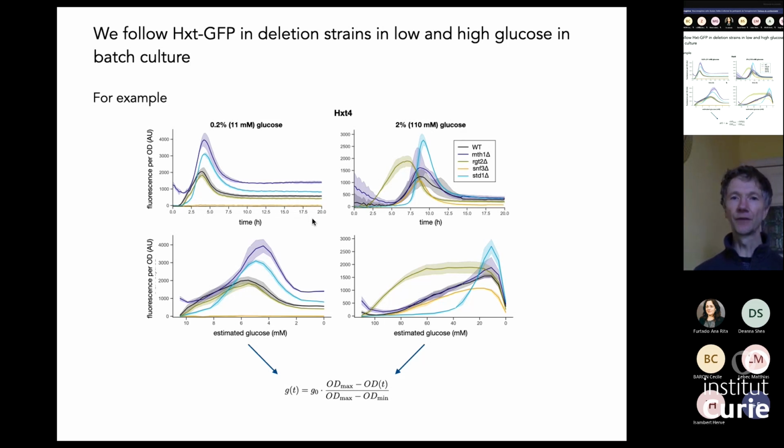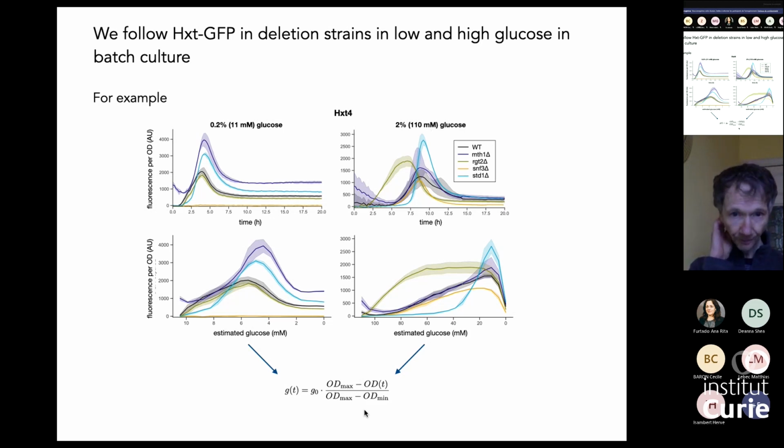Having it as a function of time isn't so useful because the network is about sensing glucose concentrations. You can measure glucose using enzymatic assays, but that's difficult to do for many experiments. So instead, the way that we estimate the glucose is we look at the corresponding OD, optical density, of these cultures. I should have it on here, but I don't, but this is something that goes up and then plateaus as the cells use up the glucose. And so we can convert that optical density into an estimate of the glucose concentration. So it's a very simple estimate.